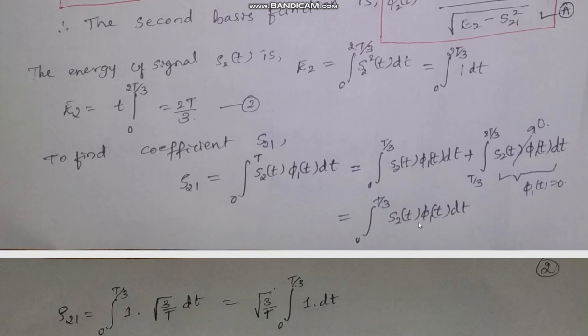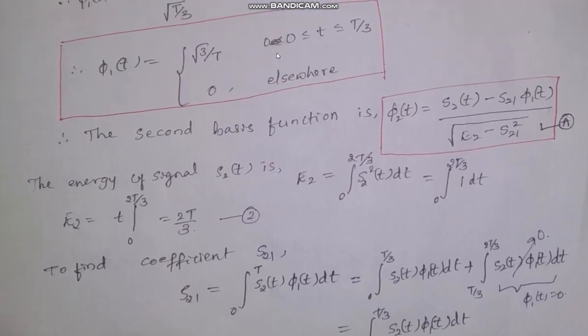The area under this curve can be calculated. Here I have missed one point. You can write here plus integration from 2T by 3 to T S2 of t multiplied by phi 1 of t dt. So as you know, you are going to get 0 over here because phi 1 of t is only from 0 to T by 3 as given by this equation. Okay.